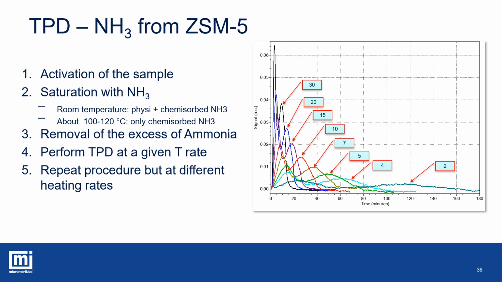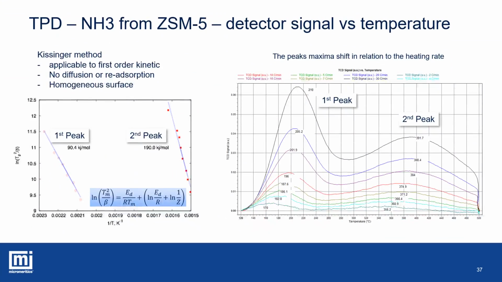In the example, the zeolite was saturated at 120 Celsius and several experiments at variable heating rates from 2 to 30 degrees per minute have been performed. The Kissinger method permits to calculate the activation energy for desorption that, in case of a first-order kinetics, is very close to the heat of adsorption. This equation puts in relation the peak maxima to the applied heating rate, providing in the example two distinct exit sites of different strength.